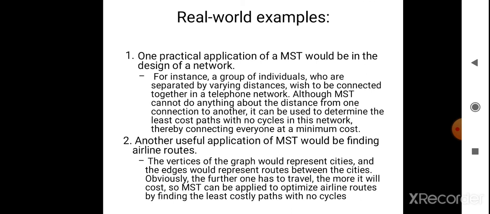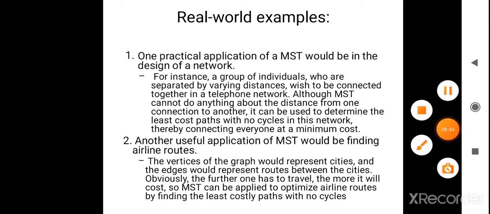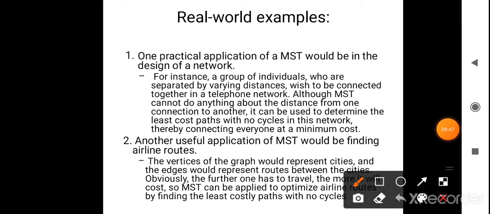What are the different applications of a minimum spanning tree? One application is design of a network. For example, a group of individuals who are separated by various distances wish to be connected together by a telephone network. MST cannot do anything about the distance from one connection to another. It can be used to determine the least cost path with no cycle in this network, thereby connecting everyone at minimum cost.